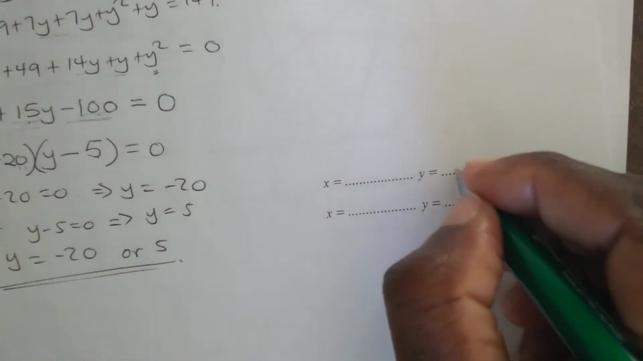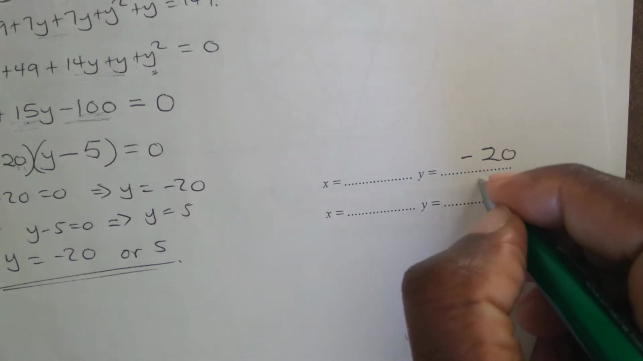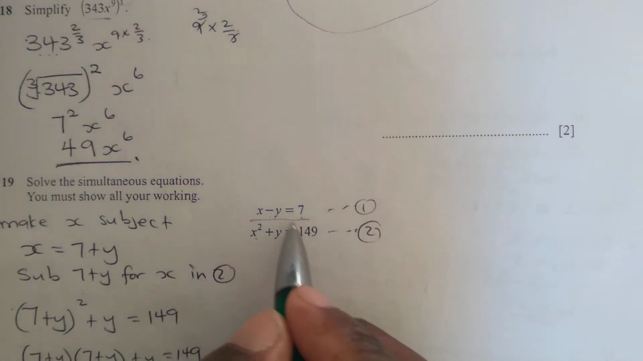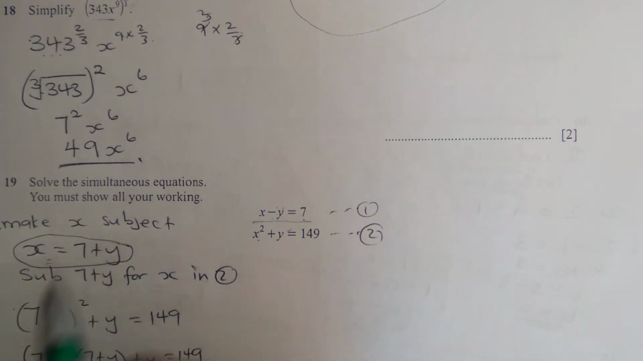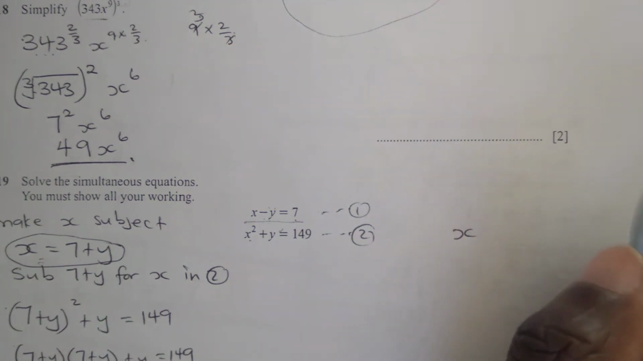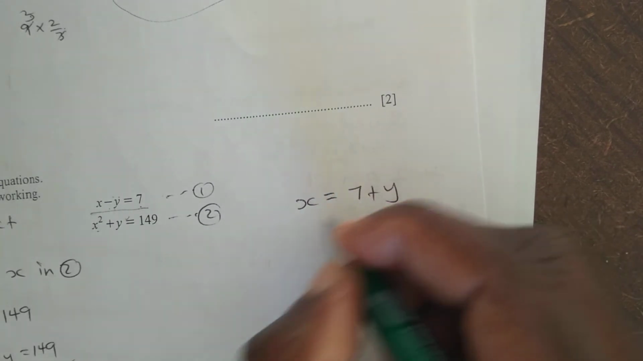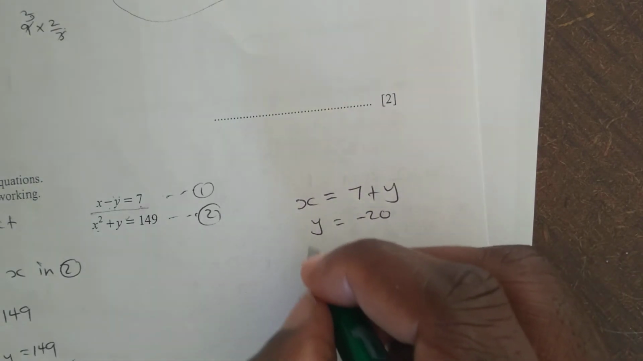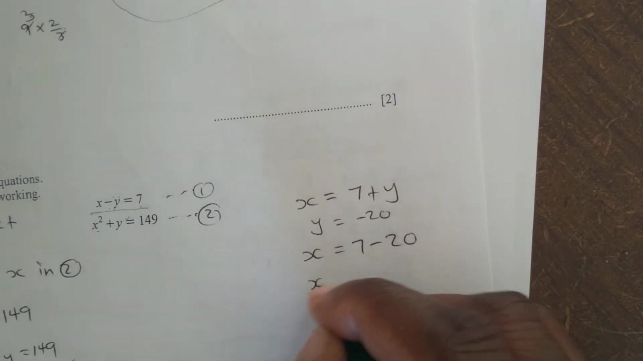So what is x for each situation? So let's say y is minus 20. What is the value of x? You go back to our equation. You can use the original equations or you can use this one. I prefer using this one because this one has x expressed as subject already. So x equals 7 plus y. So if y is negative 20, x is 7 minus 20, which is minus 13.